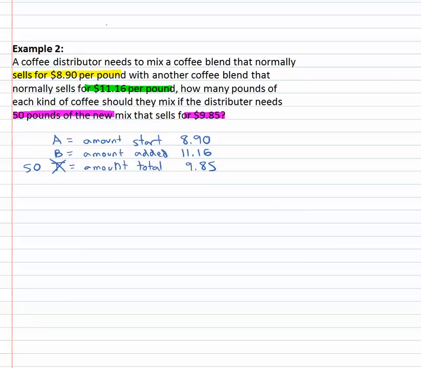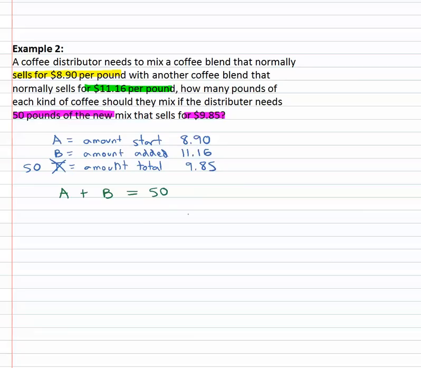So let's use this information to make an equation. We start with some amount. We're going to add to it some other amount and it's going to equal our total amount of 50. Not caring about the prices, just the amounts.